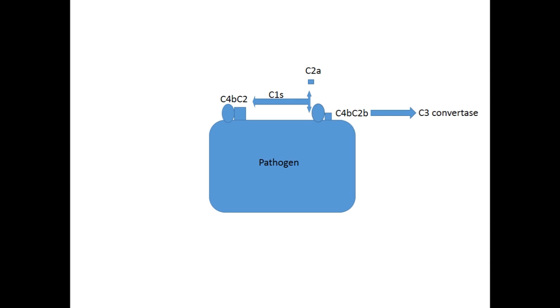Now C4b, C2b is called the C3 convertase of the classical pathway. In any complement system, in whichever of the three pathways you may think of, the formation of C3 convertase is the most critical step. So the most critical step has occurred, that is the formation of C4b, C2b, which is the C3 convertase of the classical pathway, which has formed on the surface of the pathogen.